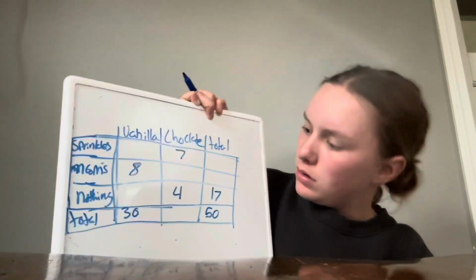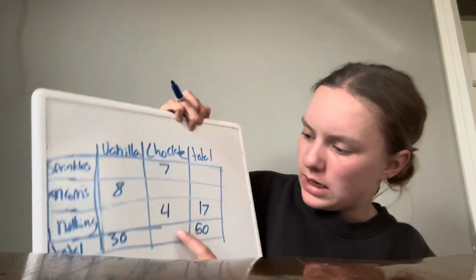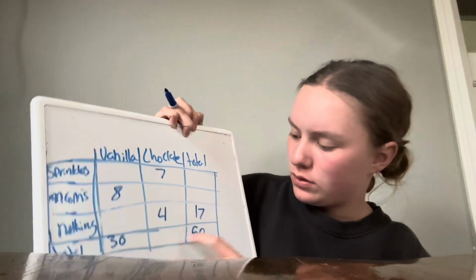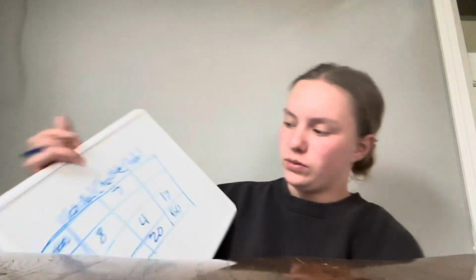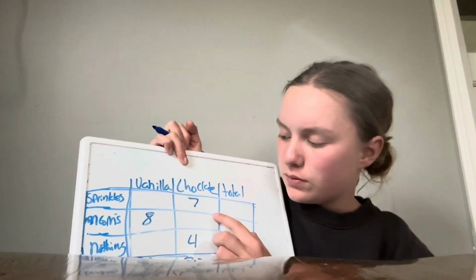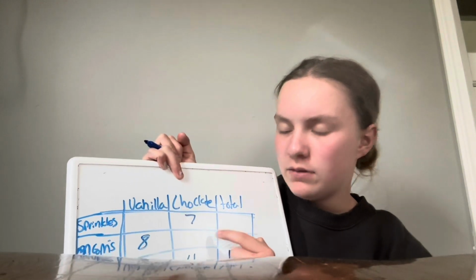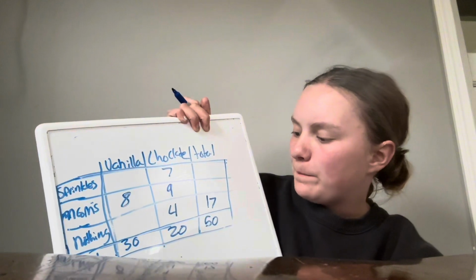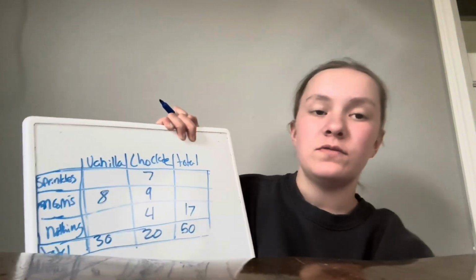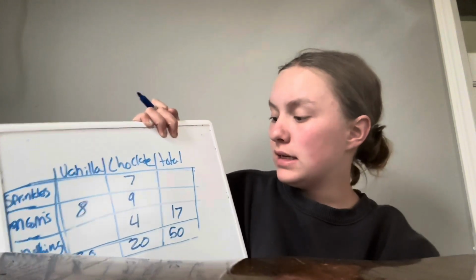What number would go here? So to figure that out, we would do 50 minus 30. 50 minus 30 is 20. So our number would be 20. To figure out this box, we would do 7 plus what number plus 4 equals 20. So 7 plus 9 plus 4 equals 20. Now we need to know what number plus 4 equals 17.